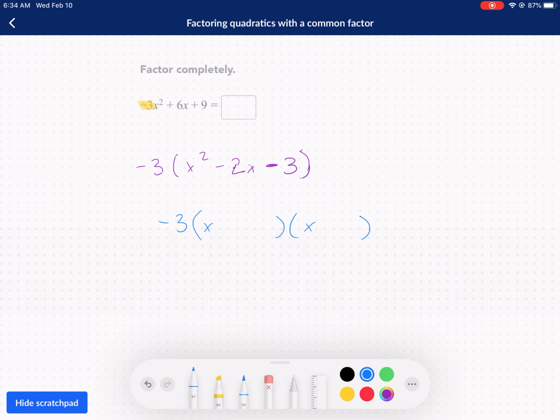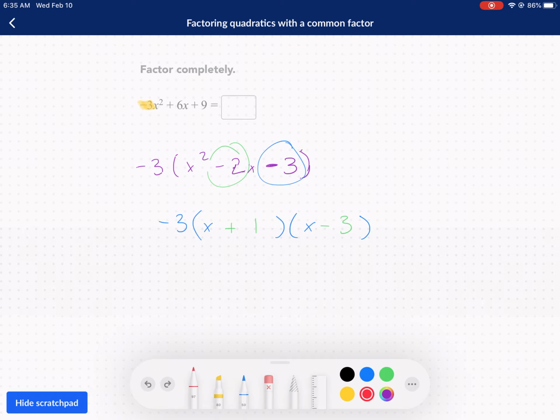Now I think, okay, negative, so the signs are different. One's plus, one's minus. This middle term's negative, so the bigger number needs to be negative. What are my factors of negative 3? Only 3 and 1. So the bigger one needs to be negative, the smaller one positive. And if I check my answer, doing only the inside and outside terms, I get 1x plus a negative 3x, and that gives me negative 2x. So that's where that comes from.